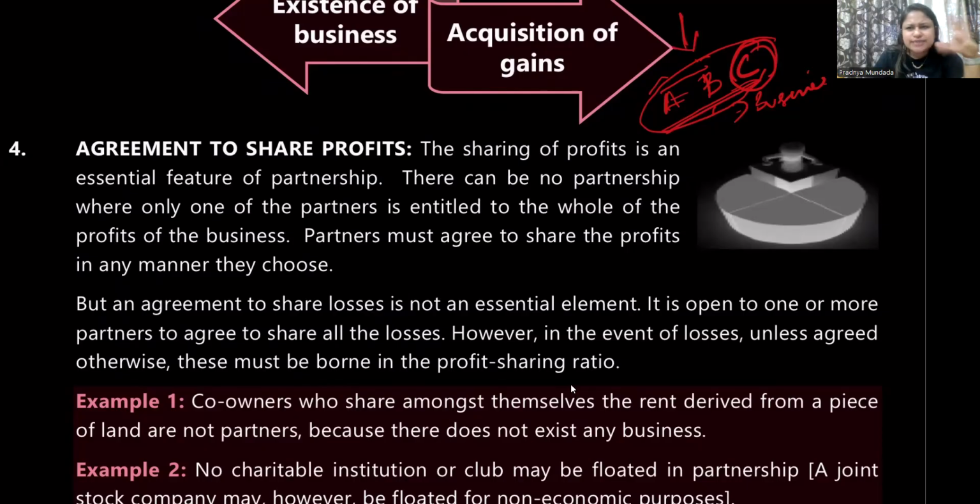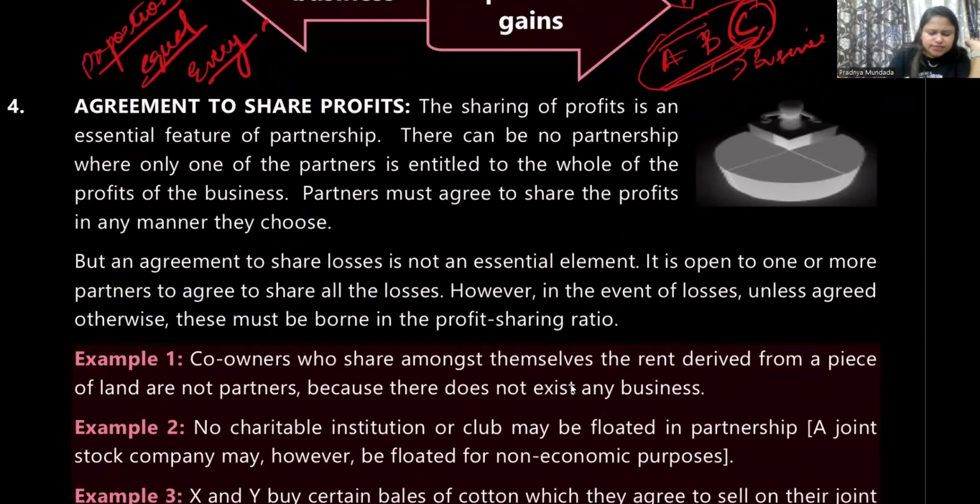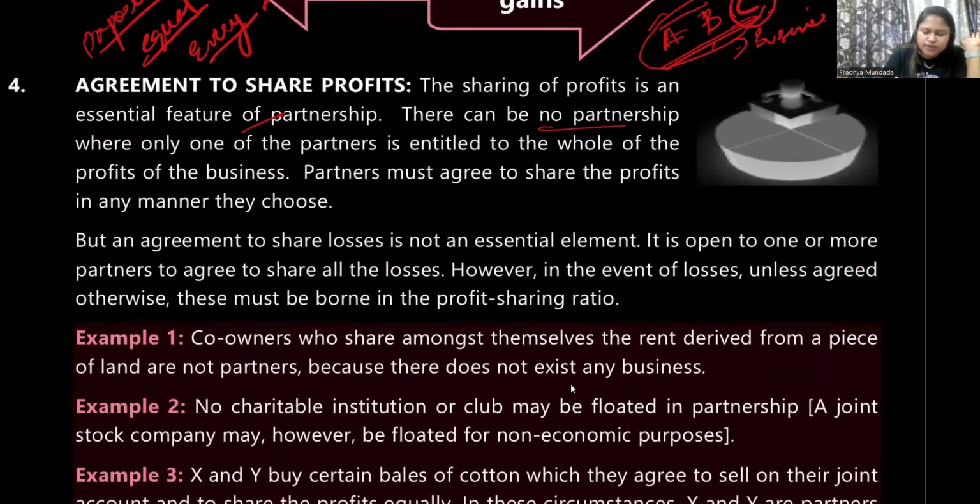If the partnership deed is silent, you say equal profits. Otherwise, can you also decide how much profit? Yes. Any which way, you have to decide the proportion. If this is missing, it will be equal. But every partner should get a share, because if one partner is not getting a share of profit, in simple English, he's not a partner. That is going to impact whether it is a partnership or not. The sharing of profit is an essential feature of partnership. There can be no partnership where only one of the partners is entitled to the whole of the profits of the business. Because if that is the case, it will become a sole proprietorship, and all the remaining will be your employees.